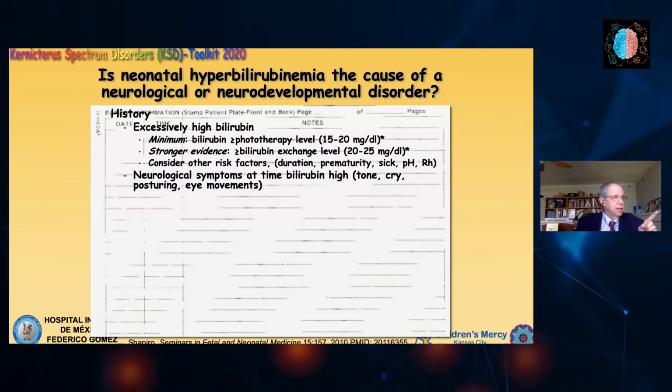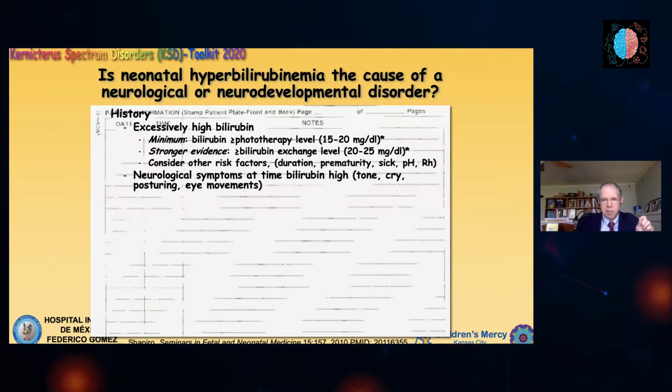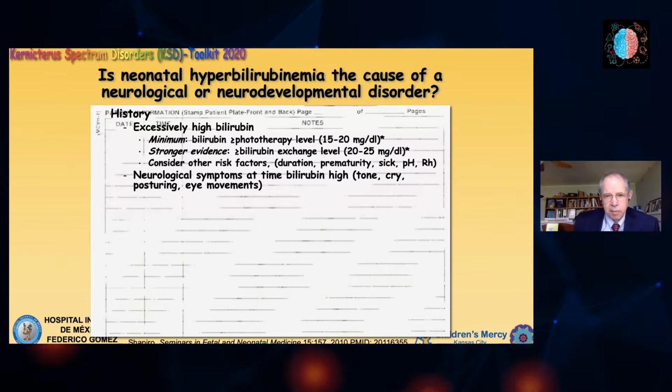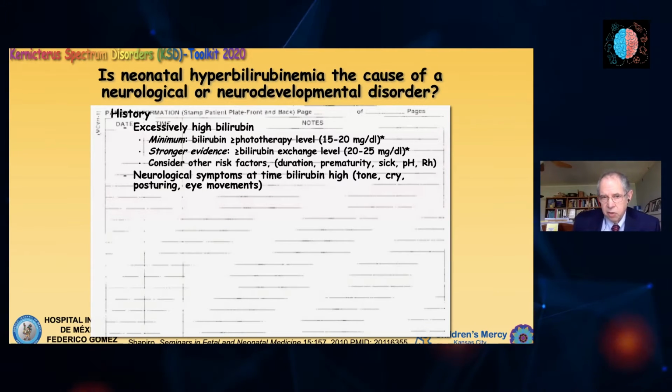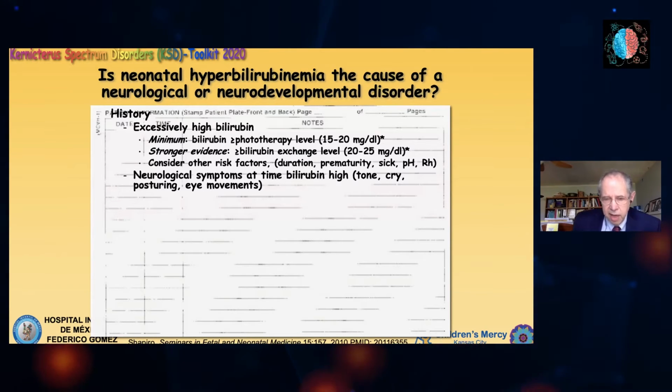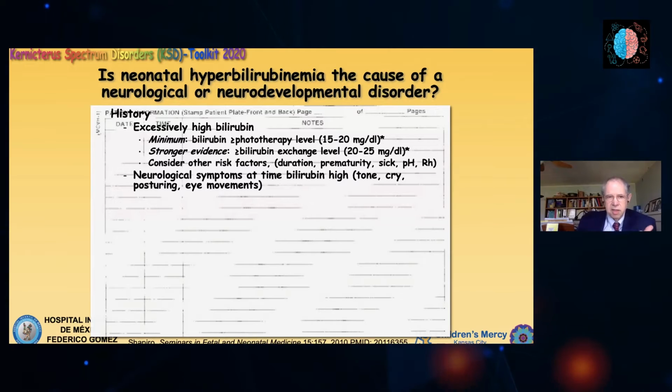And then one looks at neurological symptoms at the time the bilirubin is high. What is the tone? Is it abnormal? Is there a high-pitched cry? Is there posturing, opisthotonos? Or is there abnormal eye movements, including the sun-setting sign?